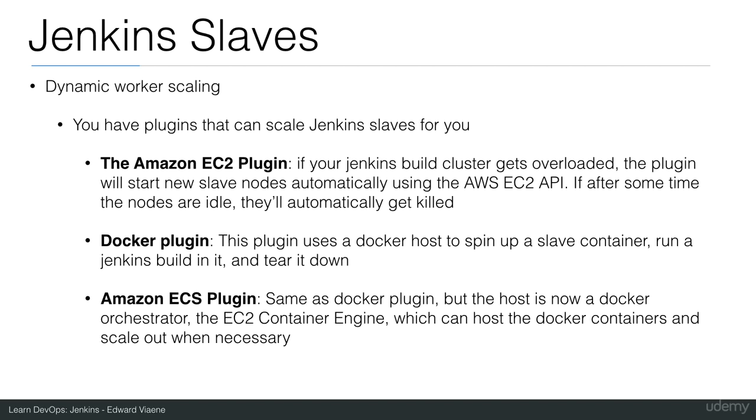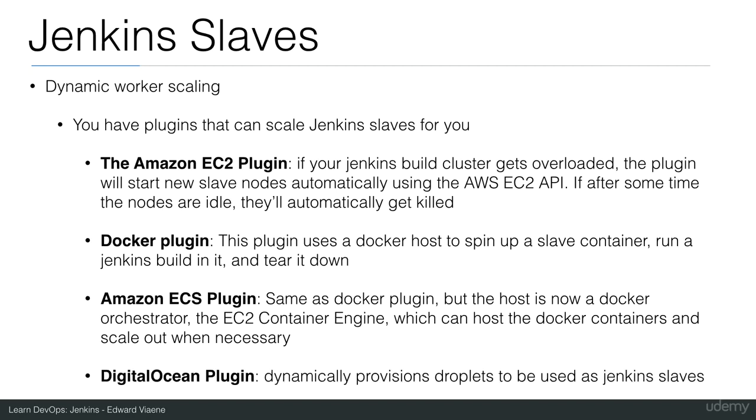It's the same as a Docker plugin, roughly, but the host is now a Docker orchestrator, the EC2 container engine, which can host the Docker containers and scale out when necessary. ECS is a Docker cluster. It's an orchestrator. You can just specify I have 3 machines and all those 3 machines run Docker on it. And then this plugin can pick one of those 3 machines and run your builds on those. If all 3 machines are busy, then Amazon will spin up more machines automatically. You still need to configure all those things, but that's the principle behind this.